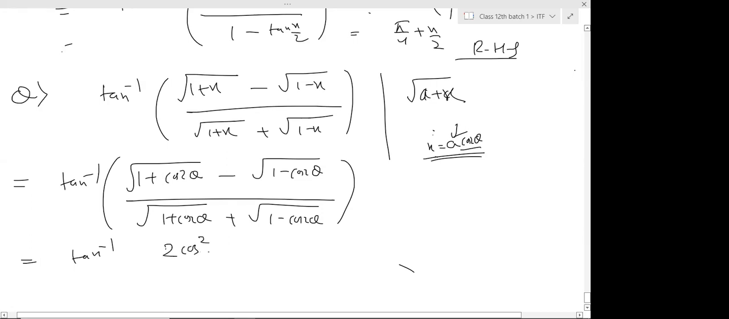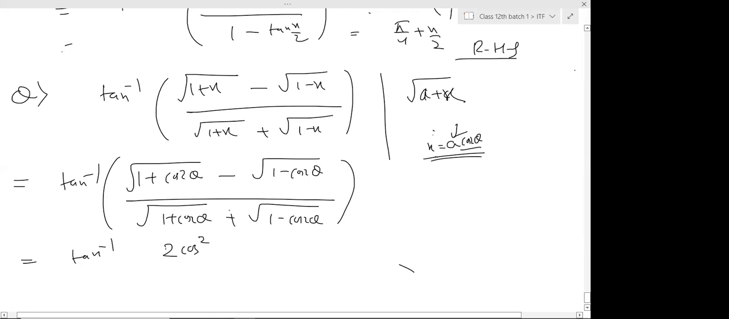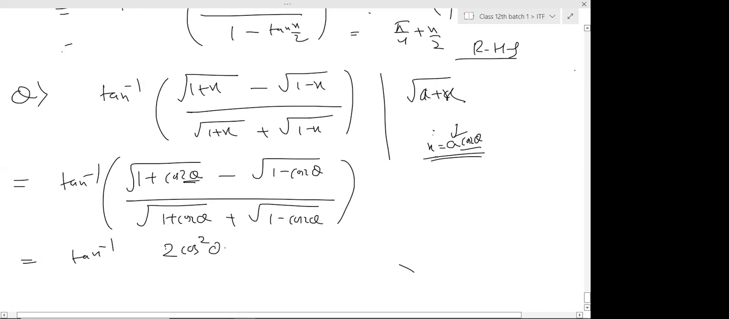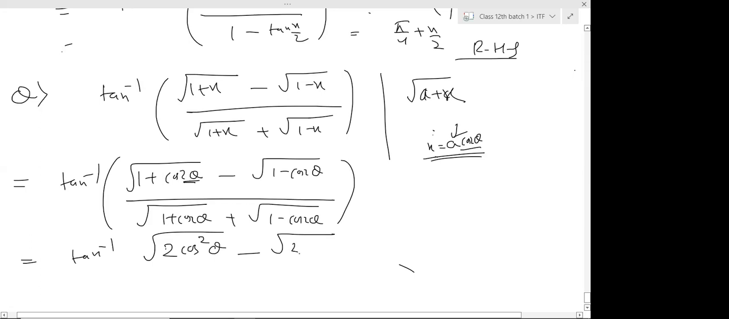Square. Okay, theta by 2. You don't have to write theta by 2. Here we have 2 theta. Half of 2 theta is theta. So this is all you have to do. Minus, and what should I write here? 2 sine square theta. Absolutely right.